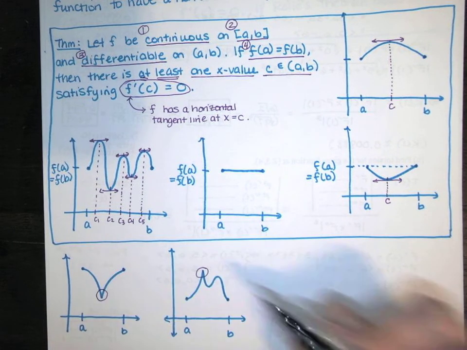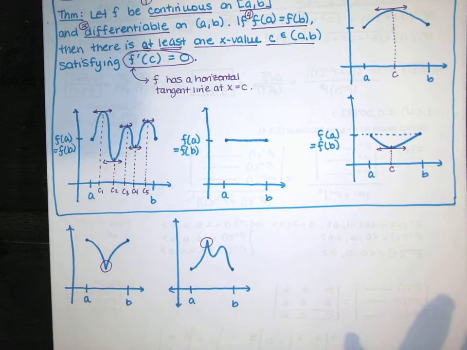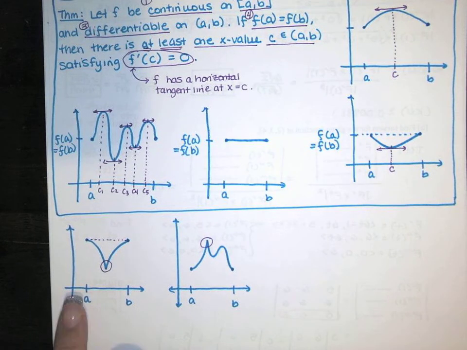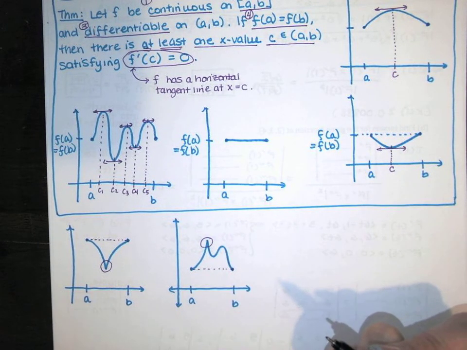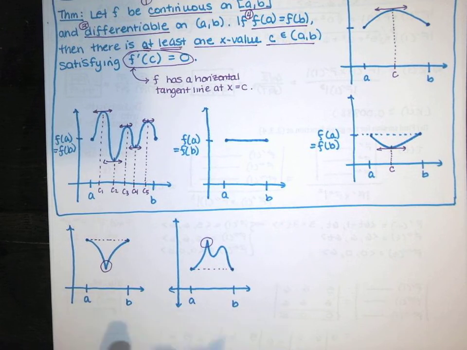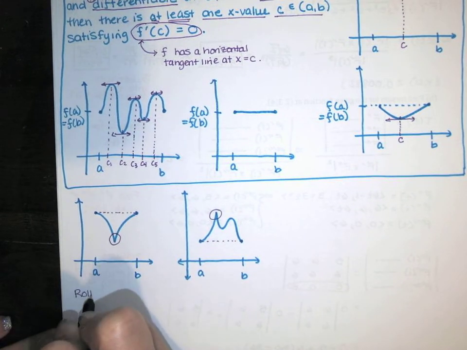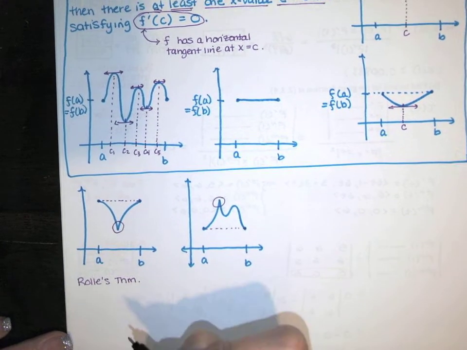That sharp corner there and that sharp corner there mean the function is not differentiable. So even though the y values are the same and the function is continuous, the fact that it's not differentiable means that Rolle's theorem does not apply. I'm abbreviating theorem with THM.